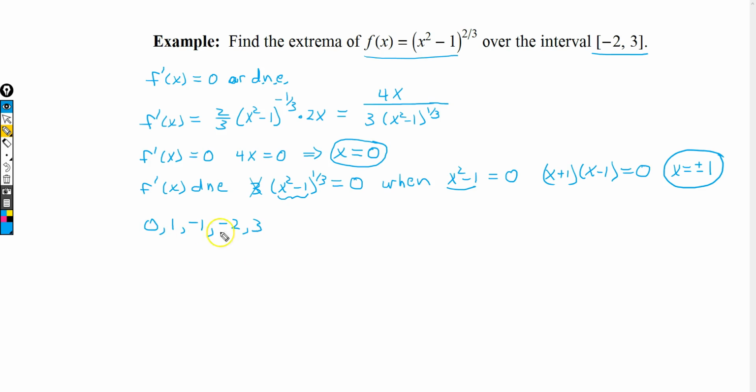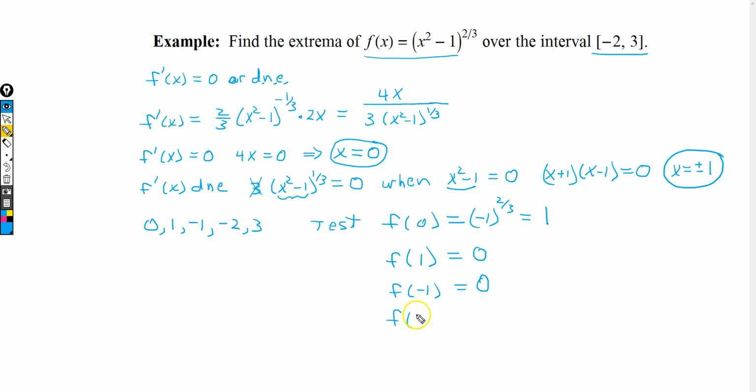Now we just need to test our function at these points. So now we'll test f of 0. Well, let's see. If I put 0 in here for x, we get back -1 to the 2/3. That's going to be +1. You can check that out on your calculator or just reason it out. F of 1, well, that's going to be 0, right? Because 1 squared minus 1 is 0 to the 2/3. That is 0. F of -1 is also going to be 0 if we put -1 in here for x. -1 squared minus 1, that's 0.